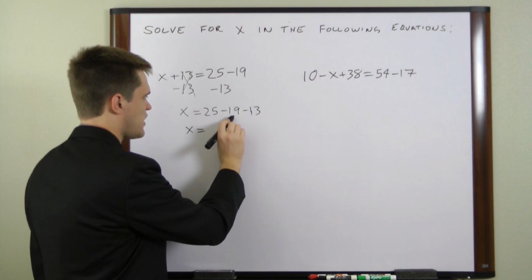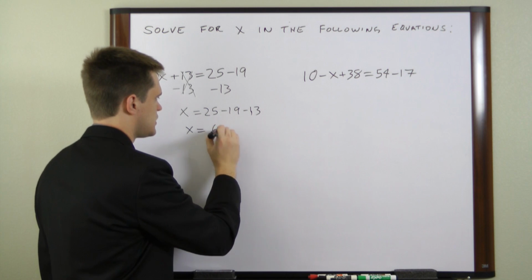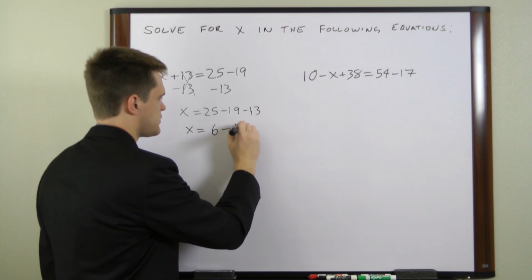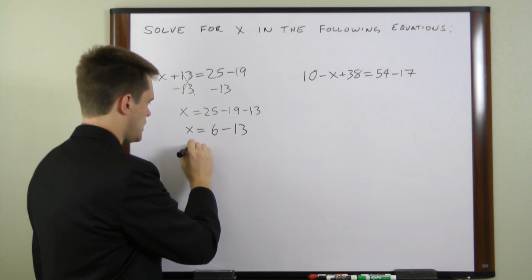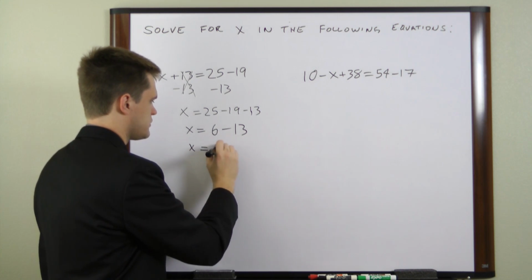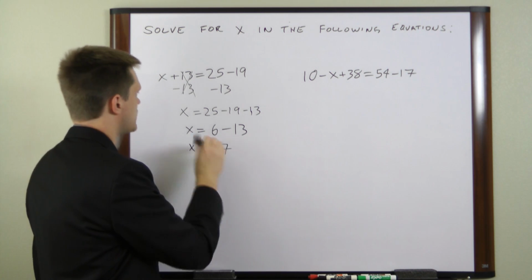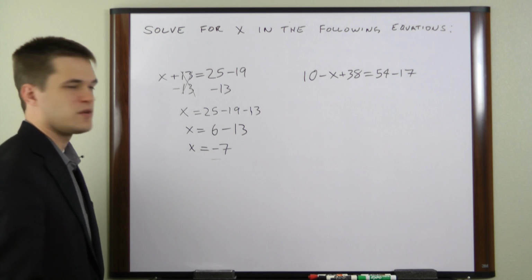So let's do these one at a time. x equals 25 minus 19 is 6. So x equals 6 minus 13. And 6 minus 13 equals negative 7. So in this equation, x equals negative 7.